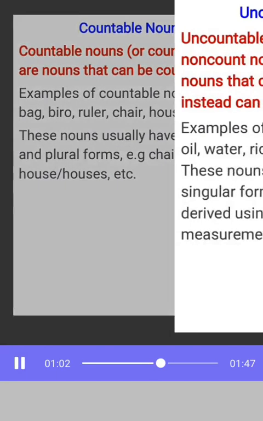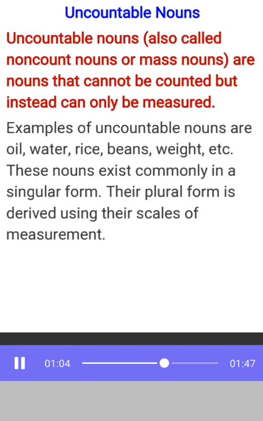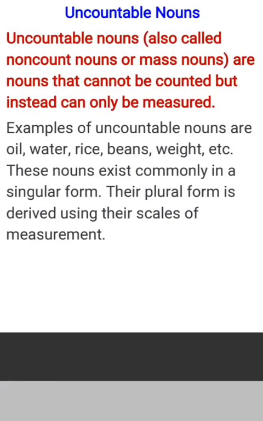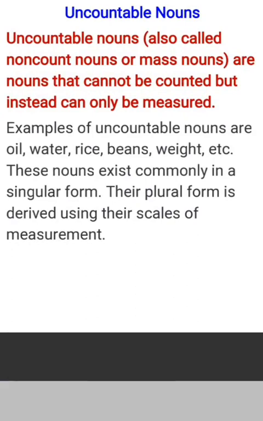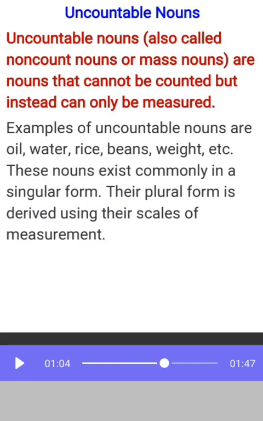And so we now come to the opposite of countable nouns, talking of uncountable nouns. Uncountable nouns, also called non-count nouns or mass nouns. You can call them non-count nouns or mass nouns as alternative expressions. And so uncountable nouns are nouns that cannot be counted, but instead can only be measured. So names of things you cannot count, but instead you can only measure them. Such names are called uncountable nouns.